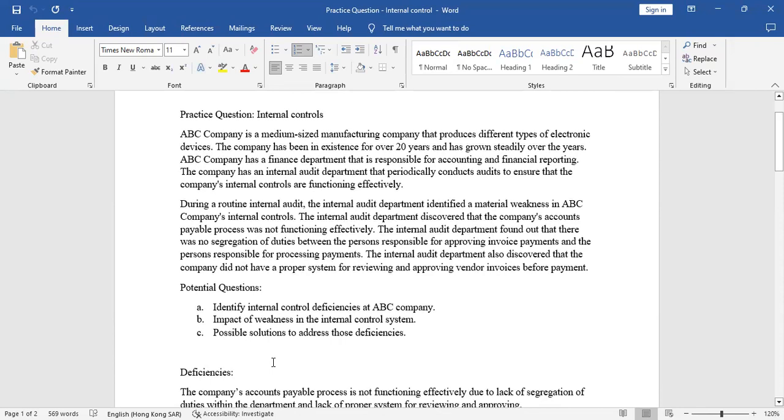Right, so we have first understood the requirement. We have to identify internal control deficiencies, weaknesses, and we have to recommend solutions. So let's read the case study.